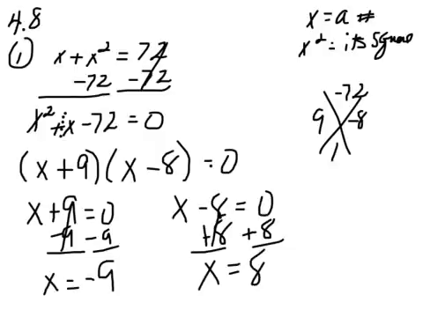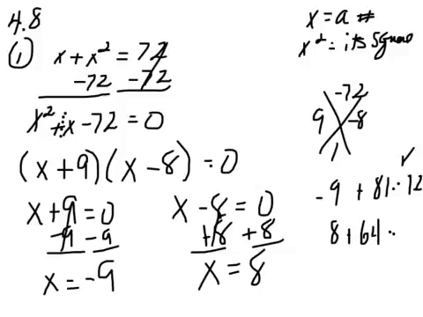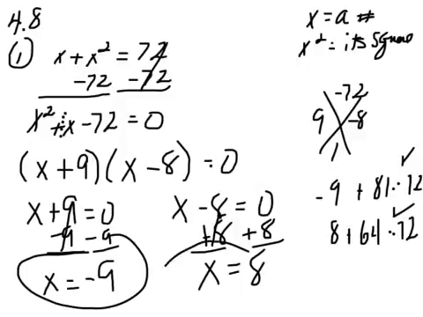Now let's check it out. Let's check the answers. Negative 9 plus, what's negative 9 squared? 81, is that equal to 72? Yes, that would work. But what if it were the other number? What if it were 8? 8 plus, what's 8 squared? 64, is that 72? Yes, so there's two possibilities. X is negative 9 or x equal 8. If they had said something like a positive number, we would have just picked 8. But since they didn't say anything like that, we're just going to say there's two possibilities, negative 9 and 8.